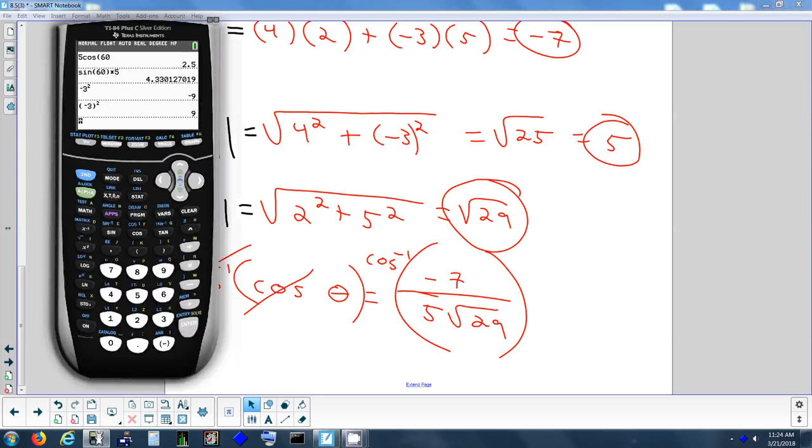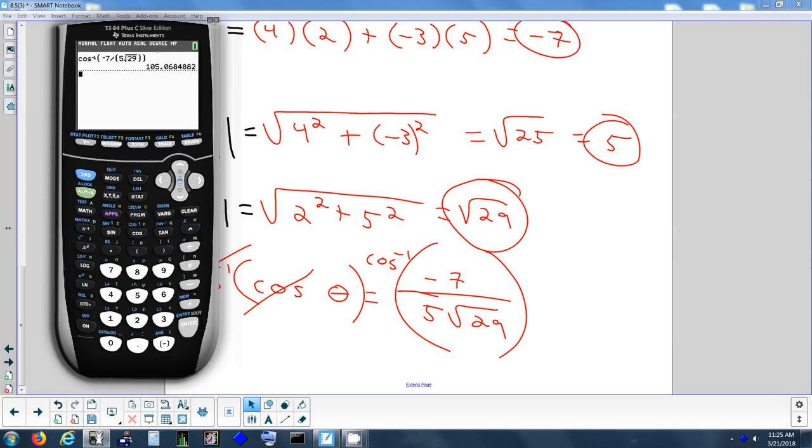This is another one that if you're going to type it in all at once, just be careful with parentheses. So I'm going to open a parenthesis for the denominator. 5 square root 29. Okay, I'm going to close the denominator, and then I'm going to close the inverse cosine. Oh, you need to put in the division sign. That helps. I said I'm going to open the parenthesis for the denominator, but I never made it the denominator. So negative 7 divided by, now we're good.